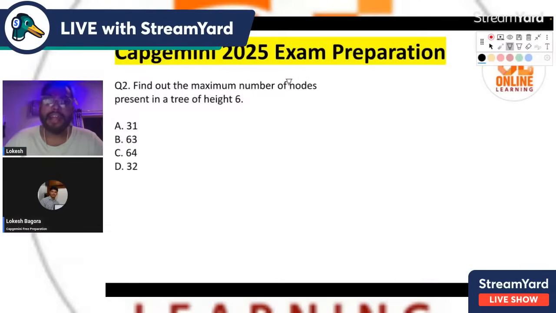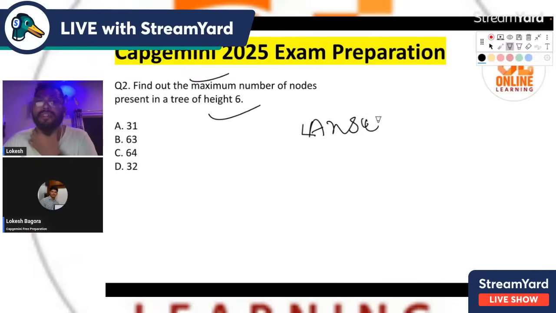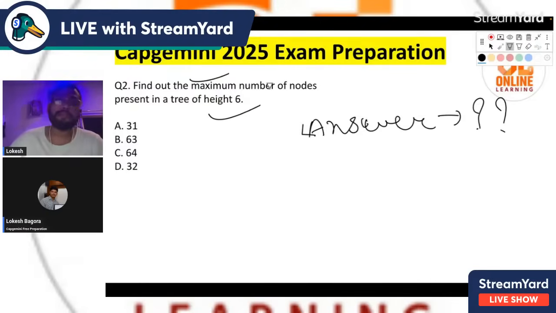Okay, let's move on. This is the next question. What is the answer for this question guys? Find out the maximum number of nodes present in a tree of height 6.